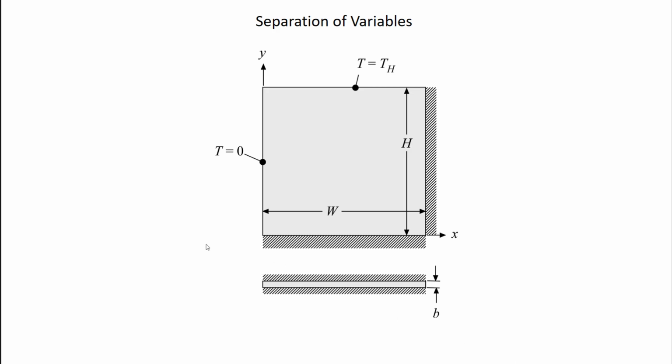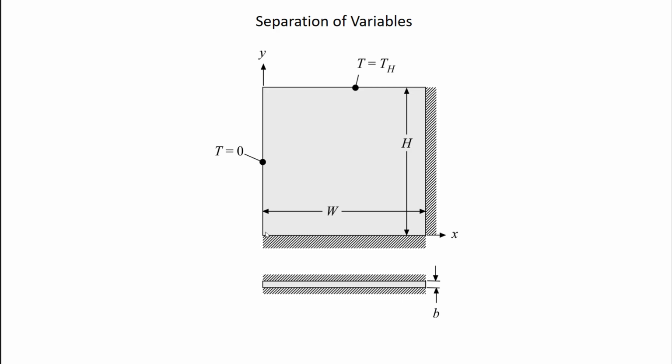Here is our particular problem that we're going to solve. So this is a rectangular plate. The width is W and the height is H. It's thin in the Z direction, right? So this is X and Y. This is looking down on it from the Z direction. If you look at it, I guess this would be in the Y direction. You'll see that this is a thin plate with thickness B.